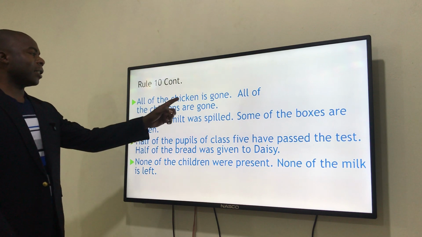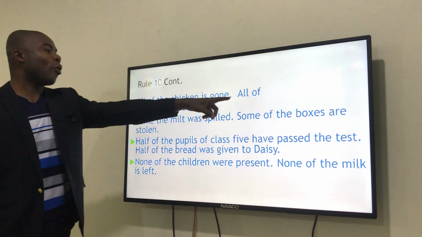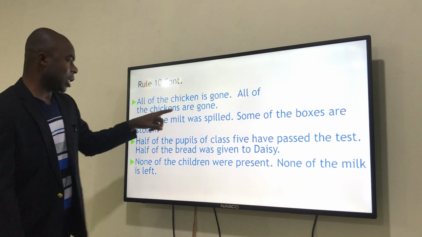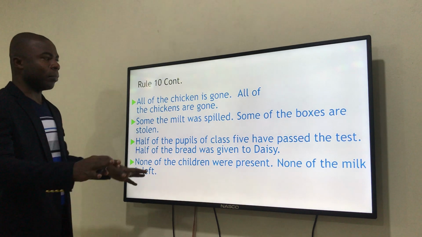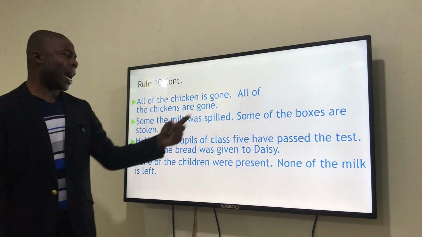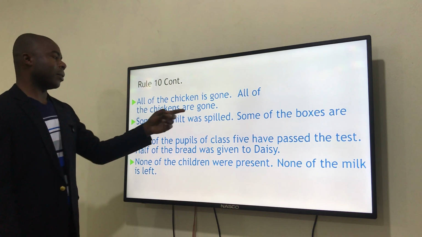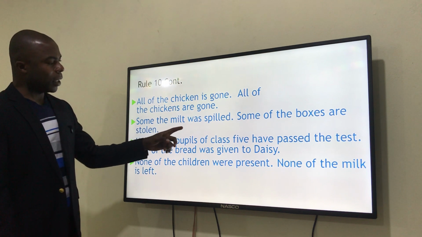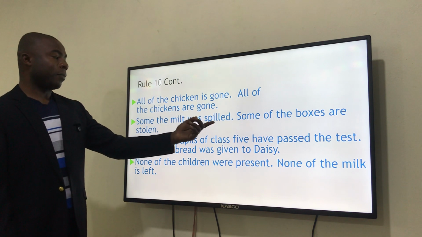So over here you could say chicken, singular, the verb is. But all of the chickens are gone. I don't want to go that way though, a little confusing. Let's go the simplest way. So let's look at all. But all of what, you may ask? Chickens. Of course, plural, are gone. Some of the milk, oh, there's an error here. It should be K, milk, M-I-L-K. Some of the milk was spilled.